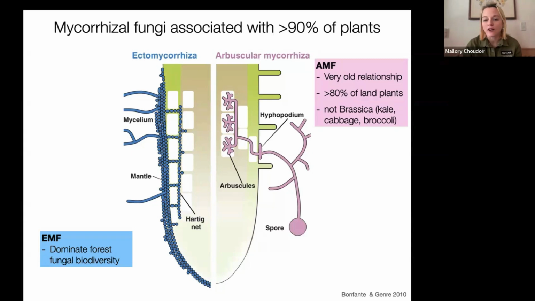These relationships are extremely old, have evolved with plants throughout the course of evolutionary history, and over 80% of land plants have associations with AMF. However, not brassica and cabbage, so something to consider when thinking about microbial relationships with our food production crops.